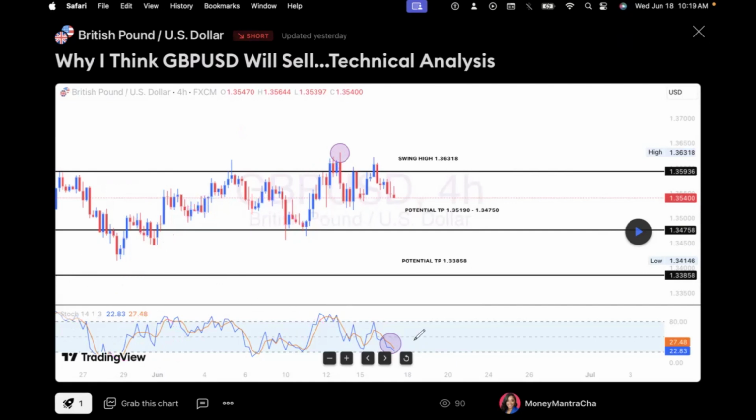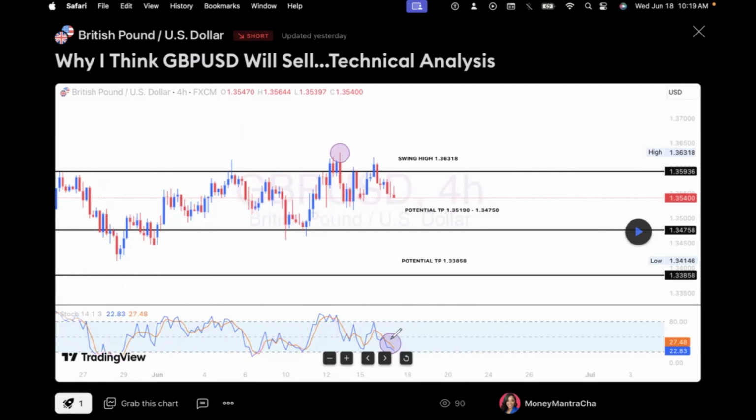So my stochastic was not only facing down, other confirmations that I look for are if the orange line is on top, like we see here, that's a bearish or selling confirmation. Here we see the orange line on top. Here we see the bearish. Versus if the blue line was on top, that would give me a bullish signal.